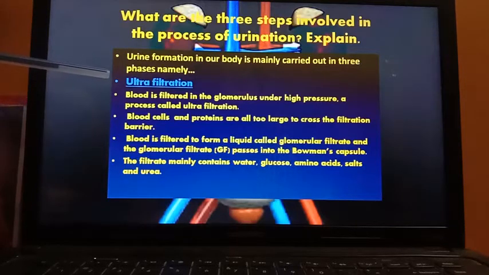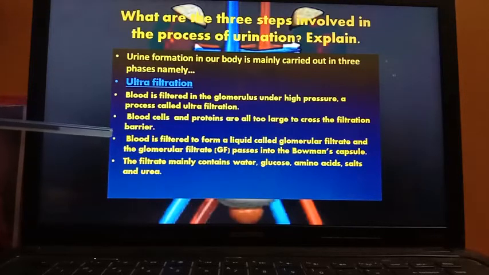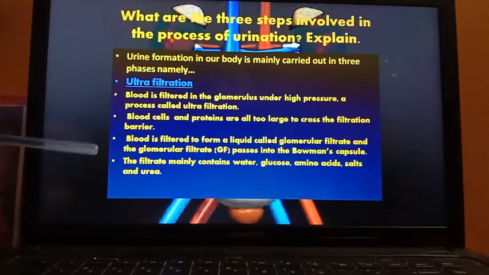So first is ultrafiltration. In that, first point, blood is filtered in the glomerulus under high pressure, a process called ultrafiltration. Blood cells and proteins are all too large to cross the filtration barrier. Then blood is filtered to form a liquid called glomerular filtrate, and the glomerular filtrate passes into the Bowman's capsule. Then the filtrate mainly contains water, glucose, amino acids, salts and urea.